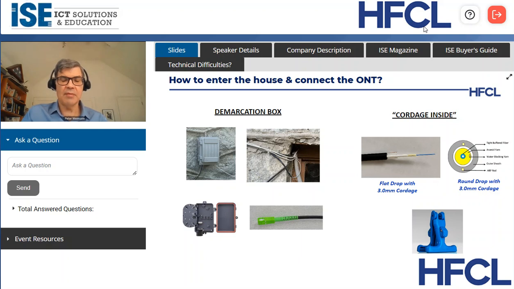It's a picture of a flat drop that has a 3mm riser-rated cordage inside. You can also do a round drop with a riser-rated cordage inside. You can use common tools to slit the jacket of the cable, whether the round or flat cable. This is the Jonard flat cable slitting tool, and expose the cord. And then you can just push the cord through the wall. And from a fire safety point of view, you're legal to bring it into the house as far as you want.